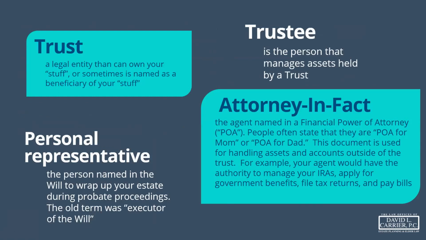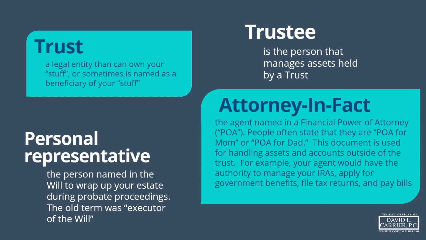So a trust is a legal entity, and that entity can own your stuff. It can own your house, it can own your bank accounts, it can be a beneficiary on some things such as IRAs and 401ks, but a trust can be a legal entity that actually has ownership over a checking account, savings, real estate, things like that.